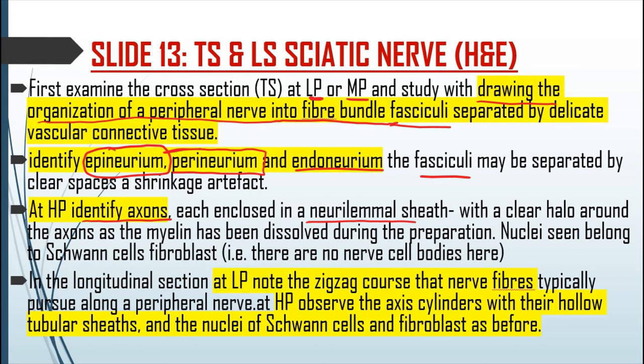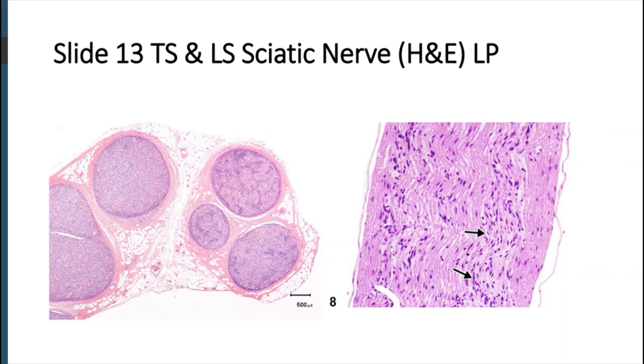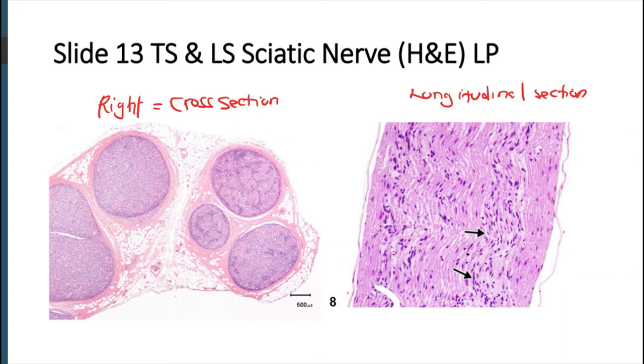Okay, so now let's look at the histological diagrams. On the right here, you have your cross-section. So this is a cross-section. And then this is a longitudinal section here on the left side. Okay, so as you can see, this is a nerve bundle.